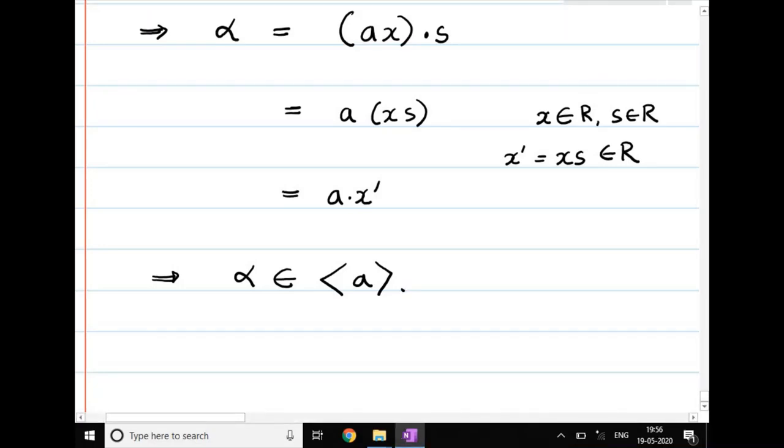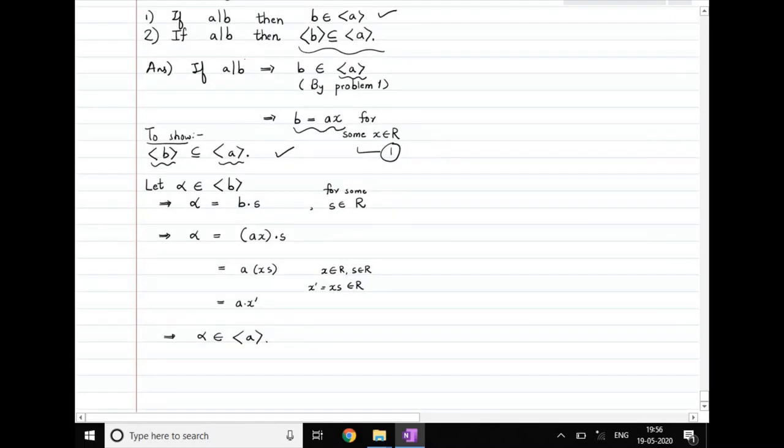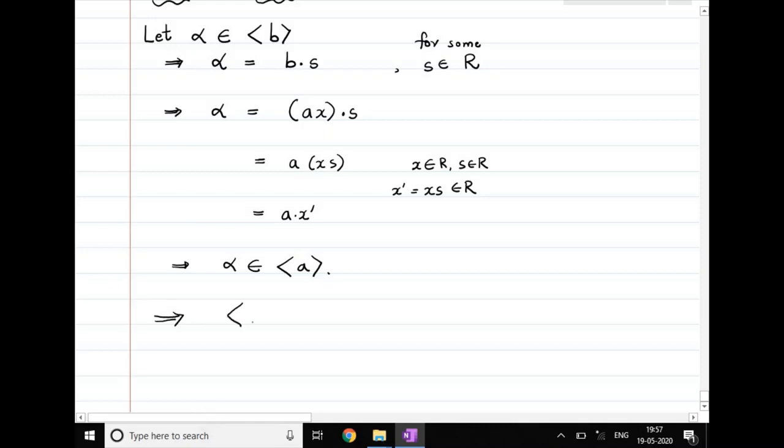So let me just quickly revise. We were given that A divides B, and we wanted to show that the ideal generated by B is contained in the ideal generated by A. By A dividing B, from problem 1 I got that B is an element of the ideal generated by A. So I could write B is equal to AX, where the ideal generated by A contains all multiples of A. So I wanted to show that the ideal generated by B is contained in that of A. So I took an element from that set. After these calculations, I got that alpha is belonging to the ideal generated by A. So this means that the ideal generated by B is a subset of the ideal generated by A. This is what we wanted to prove.